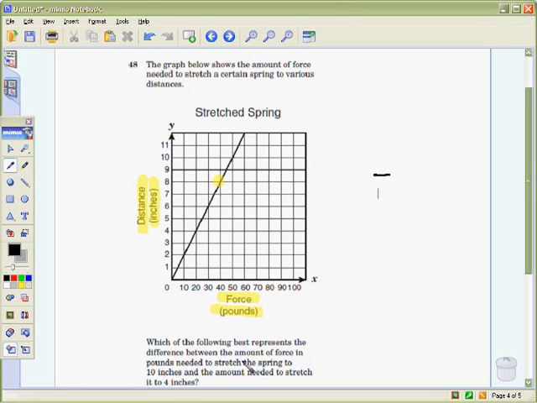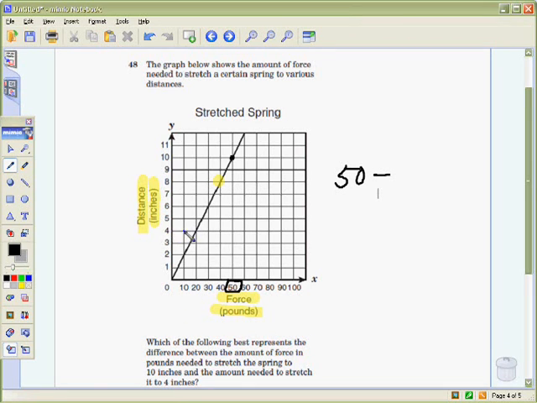I'm looking for the amount of force needed to stretch the spring 10 inches. So let's see, if I wanted to stretch it 10 inches, I start at the 10 for my distance, go over, make this little point, and I can come straight down and see the force required. It requires 50 pounds of force to stretch 10 inches. So it's going to be 50 minus how much force did I need to stretch it 4 inches.